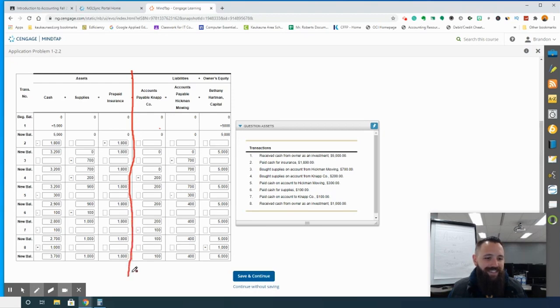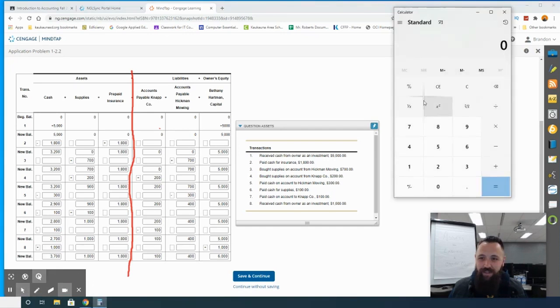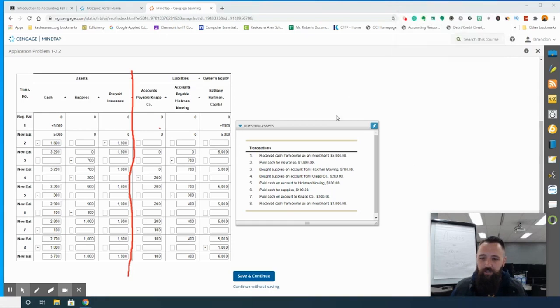If it's not correct, then we know that we need to go back and take a look at something. So let's go 3,700 plus 1,000 plus 1,800. We have 6,500. Let's add up the right-hand side. 100 plus 400 plus 6,000, 6,500. We should be all good here. So let's hit save and continue.